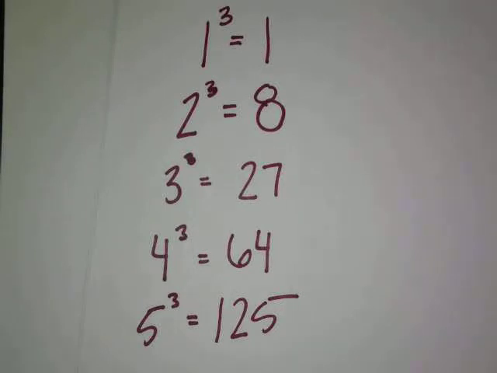Yeah. Because 2 times 2 times 2 is 8, 3 times 3 times 3 is 27, 4 times 4 times 4 is 64, 5 times 5 times 5 is 125. So that's where those numbers are coming from.